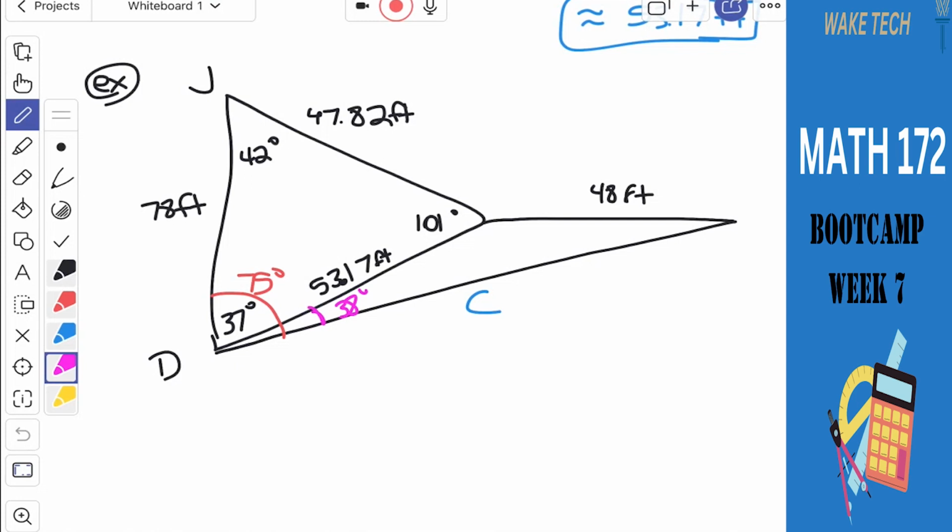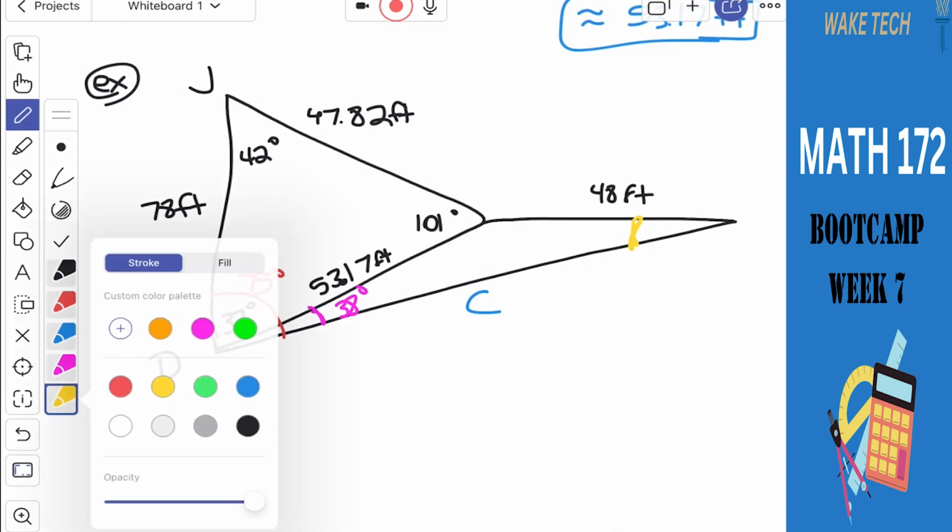We need to figure out side C. Remember, to use the law of sines, we need a couple things. We need a complete angle-side pair, which we do have, 38 and 48. That's a completed pair. We have the angle and the side directly across from it. But in order to find side C, we must know the angle across from it first, which we don't. So we don't know side C, we don't know angle C. The only other piece of information we have in this question is the 53. What that means is that our next step has to be finding the angle across from 53.